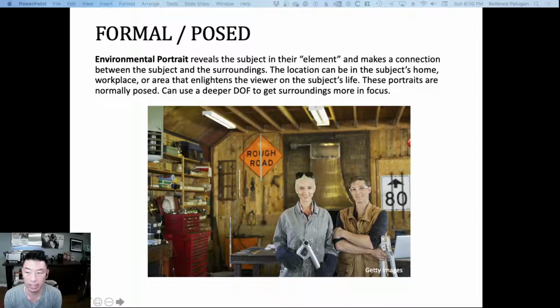So if we take a look at this example here, we have two people wearing certain attire that would probably look something industrial, and their location is some sort of workshop. So the fact that they're wearing what they're wearing and they're in this location would lead us, the viewers, to believe that they're in some sort of industrial type of setting.